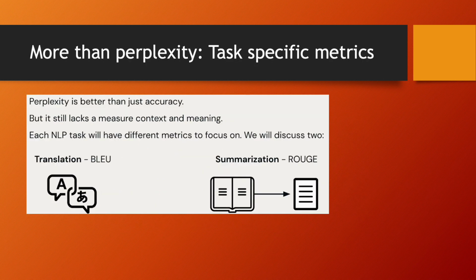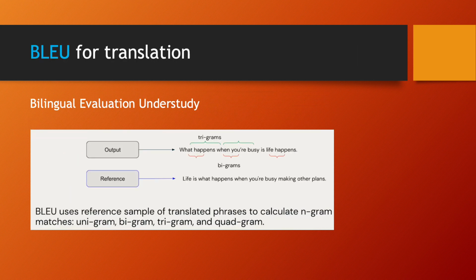So in LLMs, we can have task-specific metrics. Perplexity is better than just accuracy, but it still lacks measuring context and meaning. Each NLP task will have different metrics to focus on. We are going to discuss two. One is BLEU, which is used for translation, and ROUGE metrics, which is used for summarization.